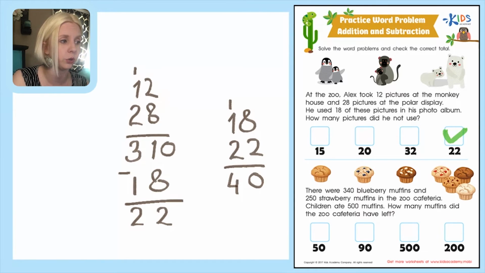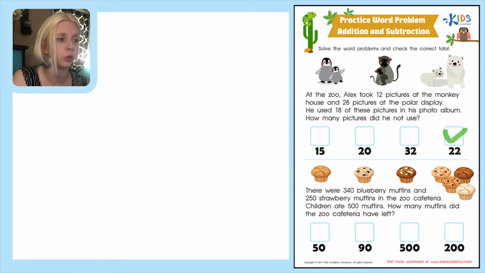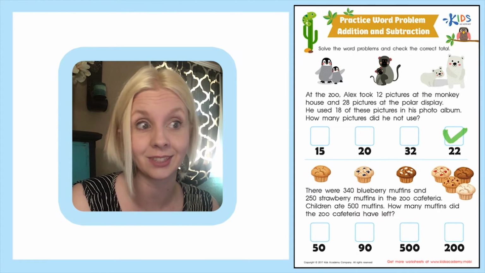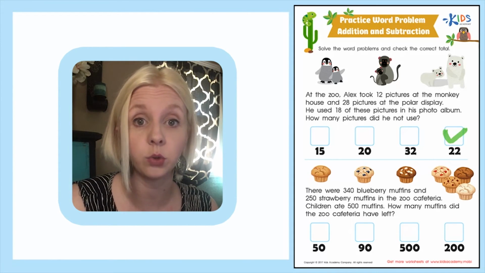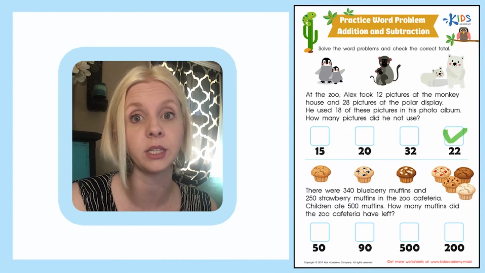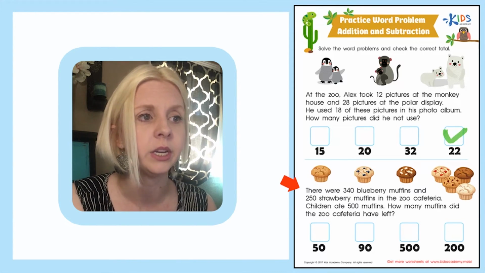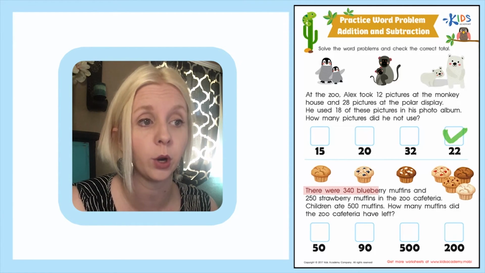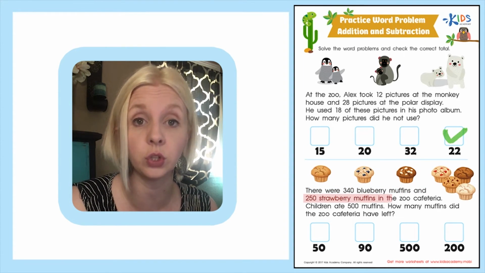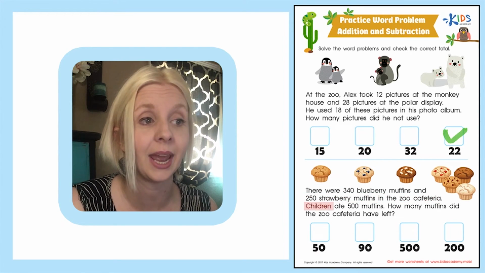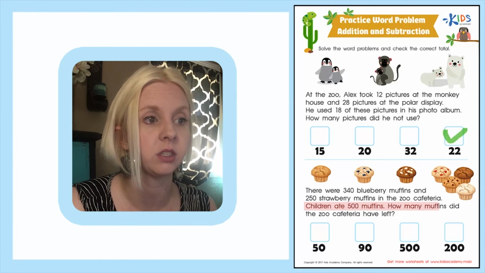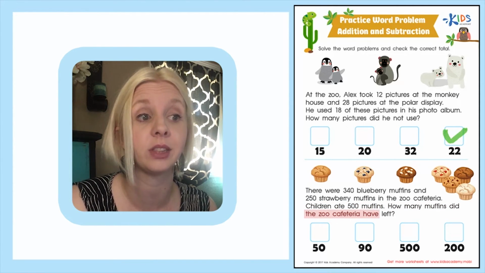Okay. Now what we're going to do is the next one. So we need to read through the next one. It looks like we've got muffins on this one. I like muffins. And we're going to try to read through the story and then find out what it is that we need to do in our story. So it says there were 340 blueberry muffins and 250 strawberry muffins in the zoo cafeteria. Children ate 500 muffins. Ooh, that's a lot of muffins. How many muffins did the zoo cafeteria have left?